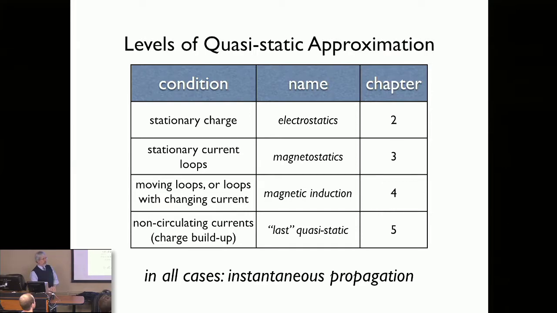And that's really the interesting thing about chapter 6. One of the interesting things that we'll cover in chapter 6 is radiation. We'll move the source, and then we'll watch the fields propagate, the changes in the fields propagating outward.